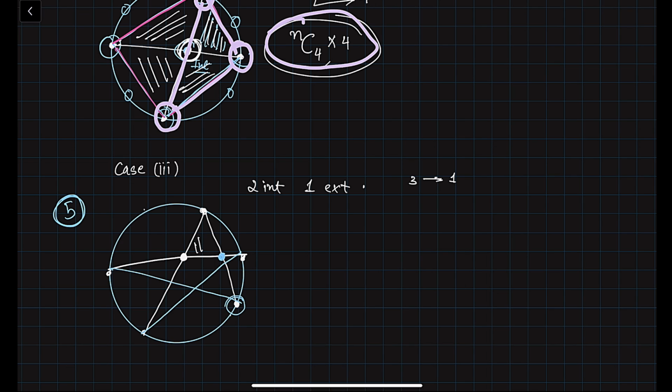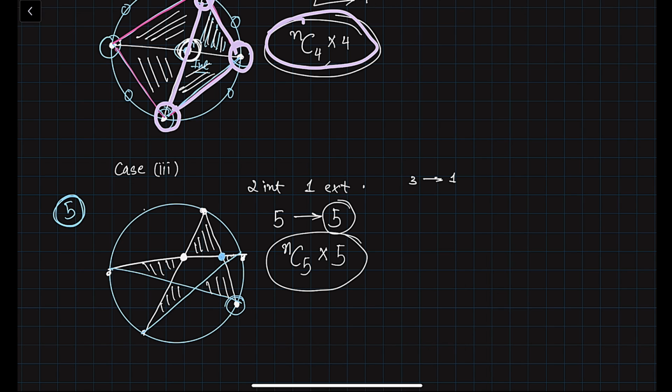So here we find that this triangle, this triangle, this triangle, this triangle, this triangle. We find that if we take 5 points, we are getting 5 triangles, right? So from n points, if we choose 5 points, we get 5 corresponding triangles. Okay. Now here, we are taking these 5 points.